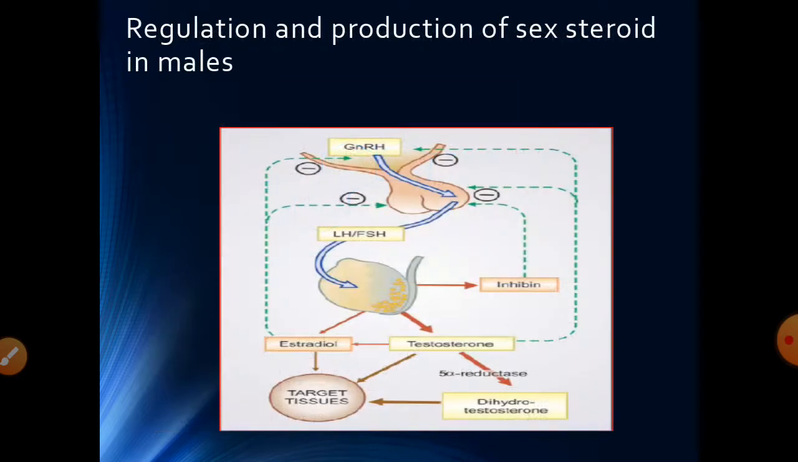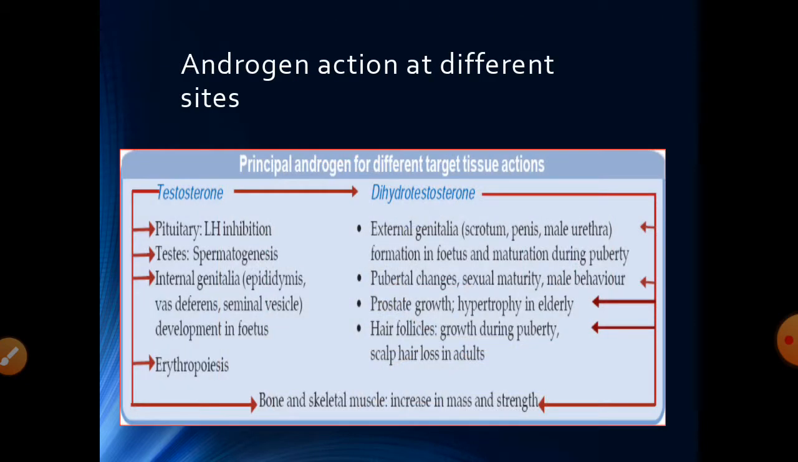Next is regulation and production of sex steroids in males. This is also for your concept clearing: how dihydrotestosterone is synthesized and released in the body. Next is androgen action at different sites, like testosterone and dihydrotestosterone. We know both of them are male sex hormones and they are responsible for different activities. Which hormone is responsible for which activity is shown in this table. So this is for your concept clearing.